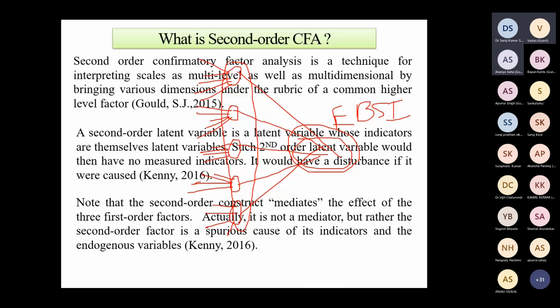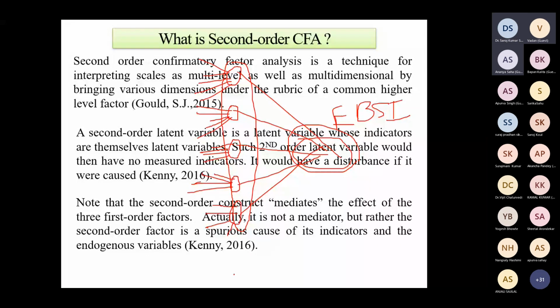The first order CFA is this F1 to F5, and F1 has been measured by 5 indicators, F2 has been measured by 5 indicators, and the rest of the 3 constructs F3, F4, F5 are also measured by 4 indicators each. These 5 constructs, that is, latent variables, or simply we can say factors, are ultimately building the effectiveness of buyer-seller interaction. Hence, 2-level constructs have been built up.